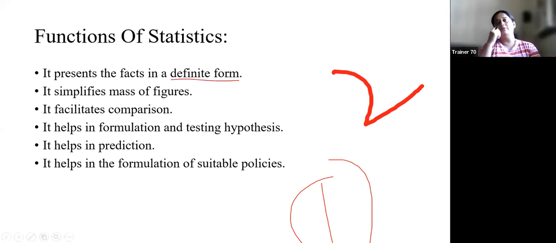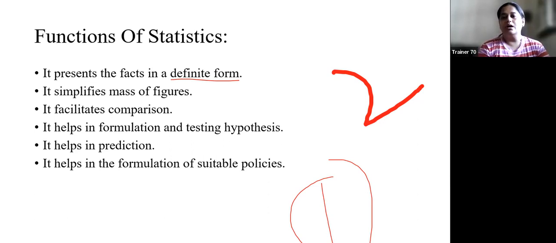Definite form means when we represent our data in the form of numbers, then we can say that we are representing it in a definite form. So if you are not representing it in the form of numbers, if you are writing it qualitatively, that is not a definite form. For example, if I say that the unemployment in India is continuously increasing, ये एक मैंने statement दिया. अब this is not a definite form. इससे किसी को कुछ idea नहीं लगा.